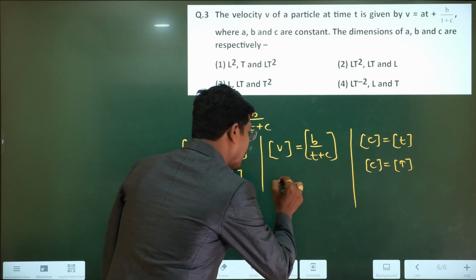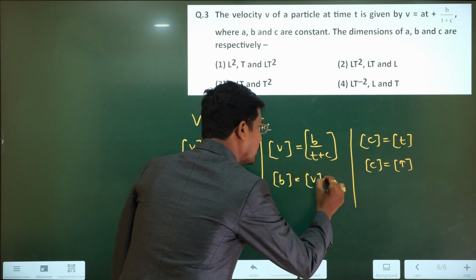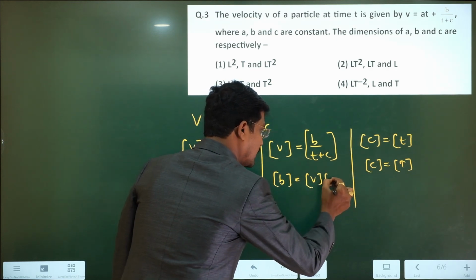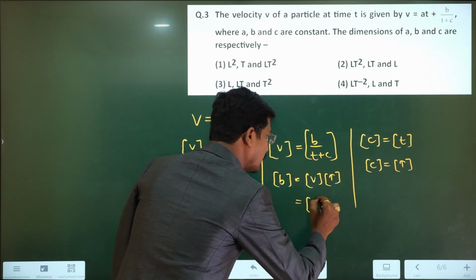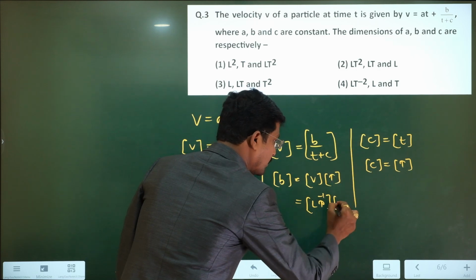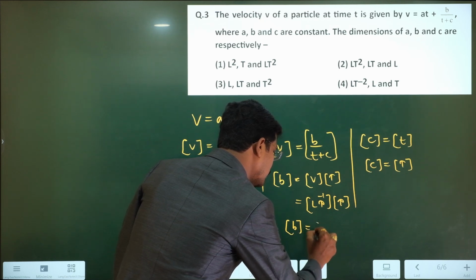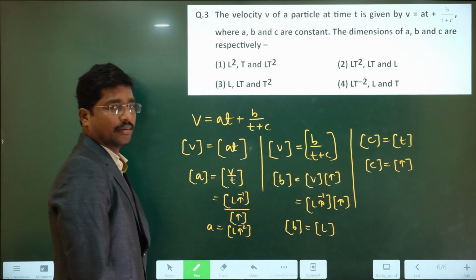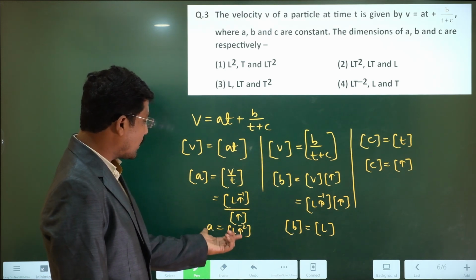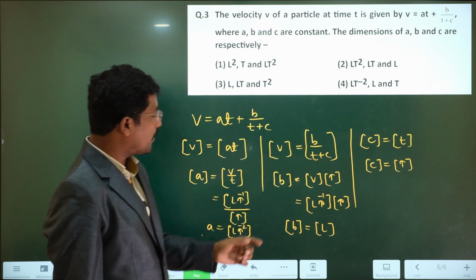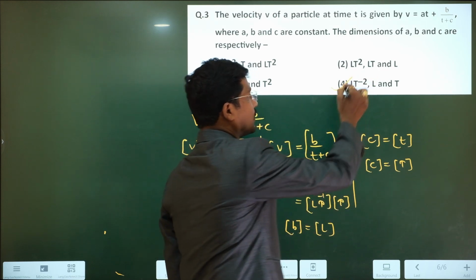From this, the dimensions of b is equal to the dimensions of v and the dimensions of c is T. So the dimensions of velocity is L T power minus 1 and the dimensions of time is T only. So finally, the dimensions of b is equal to L. So finally, the dimension of a is L T power minus 2, the dimension of b is L and the dimensions of c is T. The fourth option is correct.